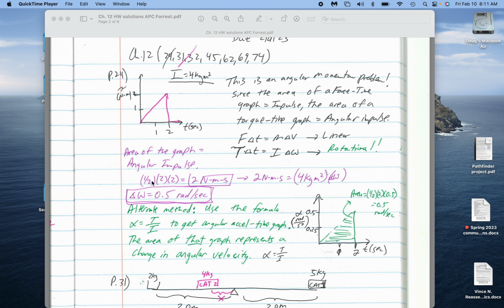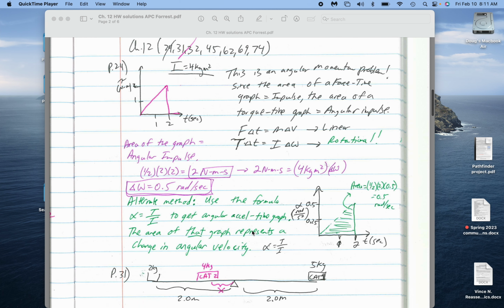So the area is 1/2 times 2 times 2, so that's 2 newton meter seconds. 2 newton meter seconds divided by 4 kilogram meters squared gives me 0.5 radians per second. Those units may not make sense. I came up with an alternate method, and that is if we look at this, this is the angular acceleration.